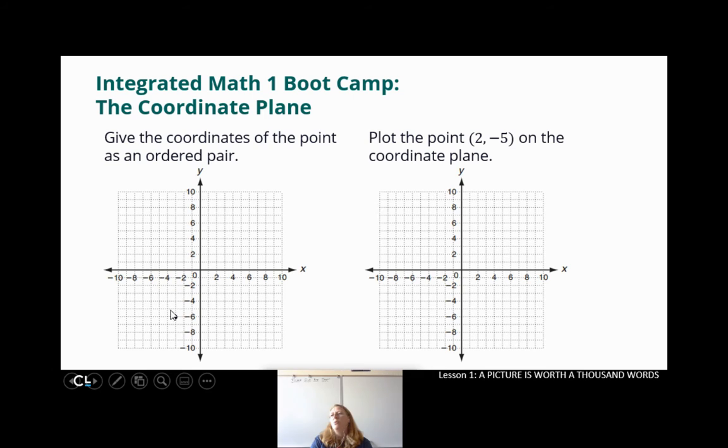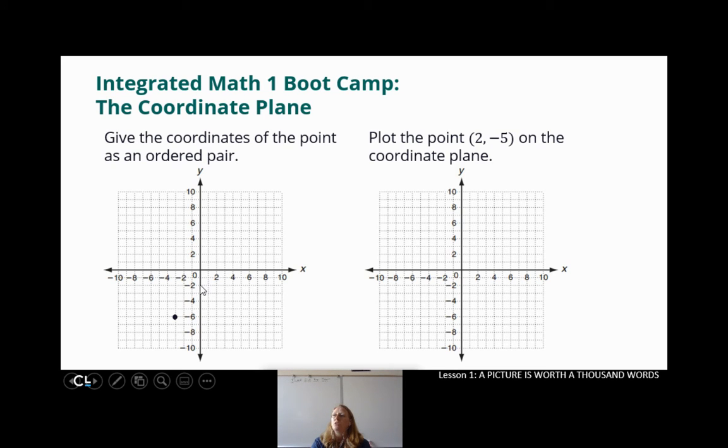So for this point, we want to give the coordinates, right? And it looks like we said x was first, so side to side is first. It looks like I had to go left 1, 2, 3 units to the left. Please note that's a 3, and since it was to the left, that means my x coordinate is going to be a negative 3. But it also looks like I had to go down from the origin.